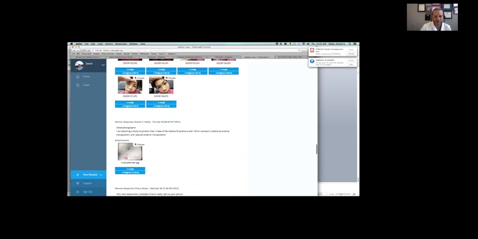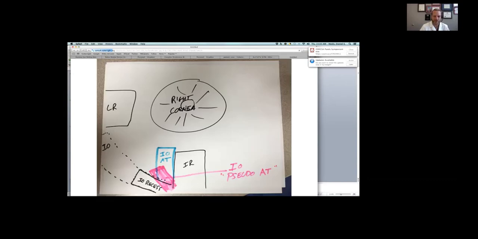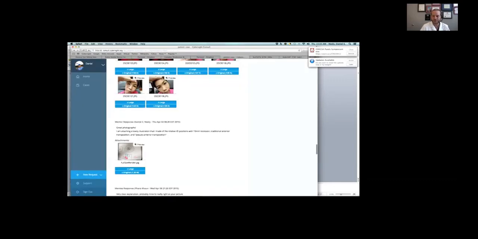And we can even do things like, here's a little diagram I drew demonstrating something I like to do sometimes, which is a pseudo-anterior transposition of the inferior oblique. So many, many tools at your disposal. And I would urge all of you to take advantage of that free service from CyberSite and the consultation service.